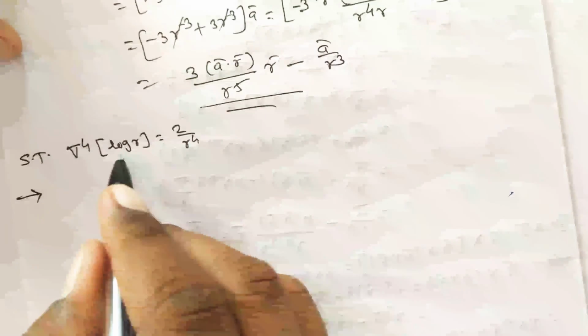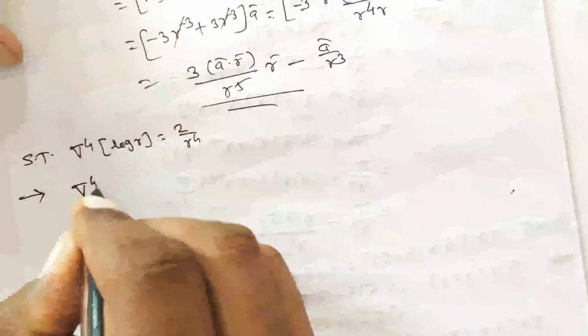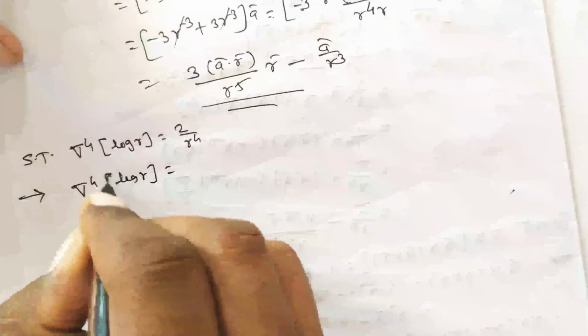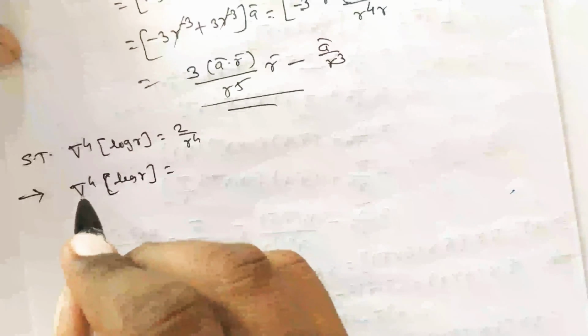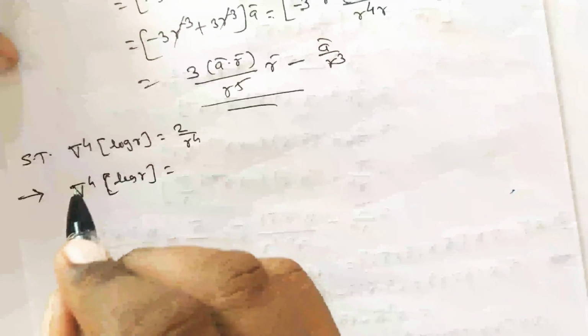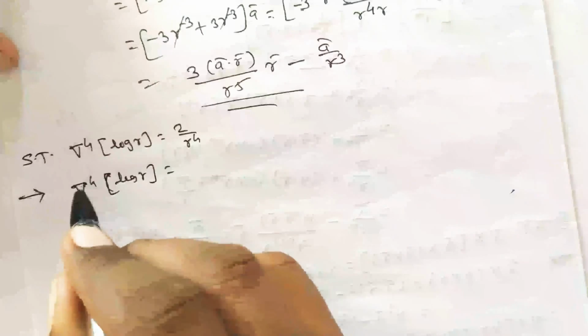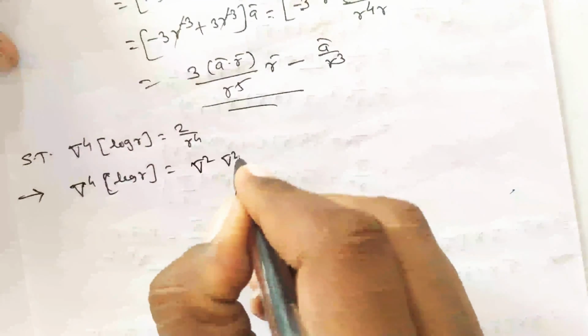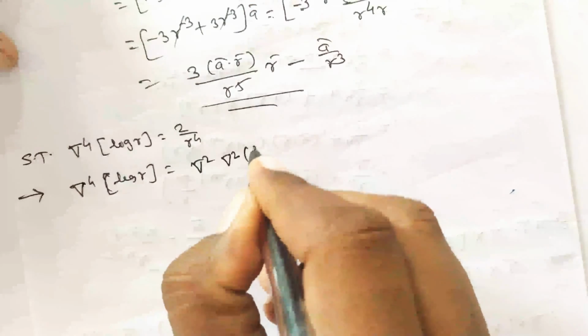So the next problem is show that del raised to 4 of log r is equal to 2 upon r raised to 4. So if you take LHS here, del raised to 4 of log r is equal to, del raised to 4 is vector quantity or scalar quantity? Yes, del raised to 4 is scalar quantity. So del raised to 4 we can write as del square into del square of log r. Okay, so how do we solve this problem?